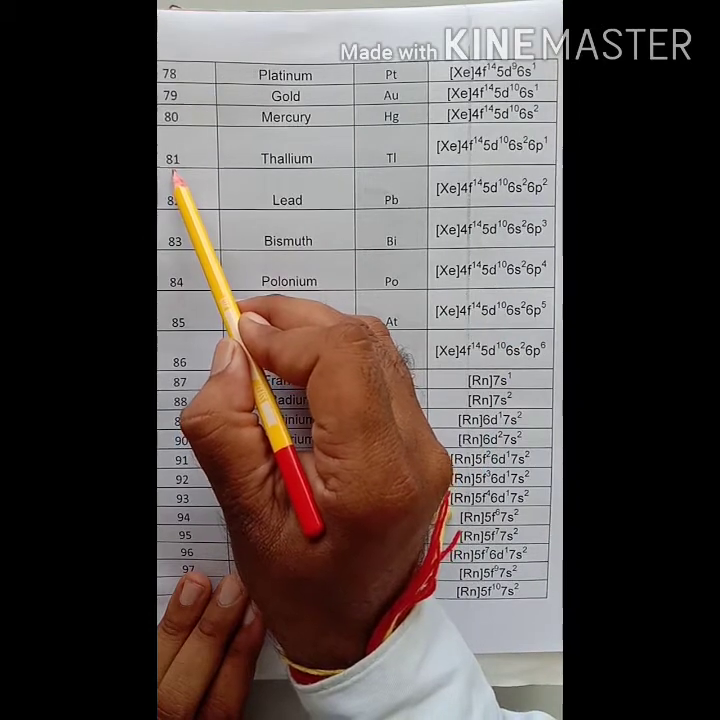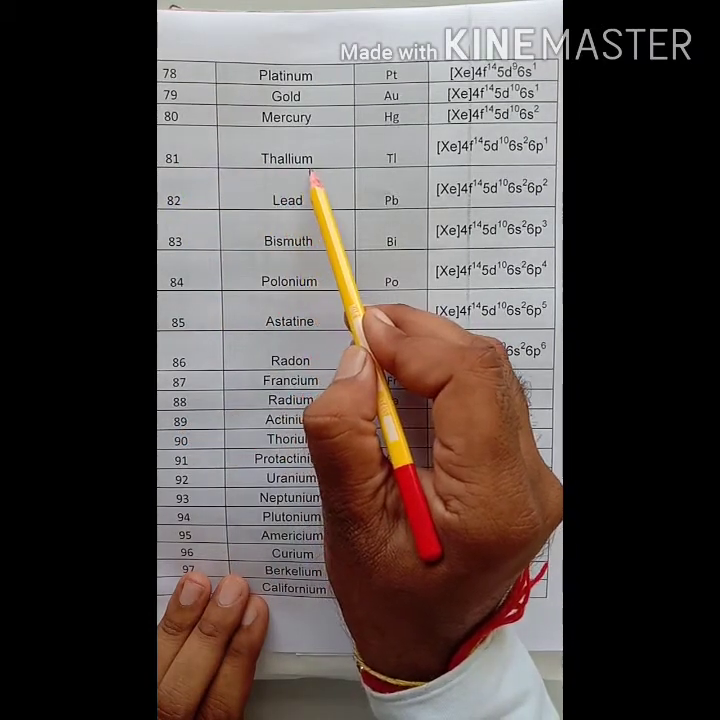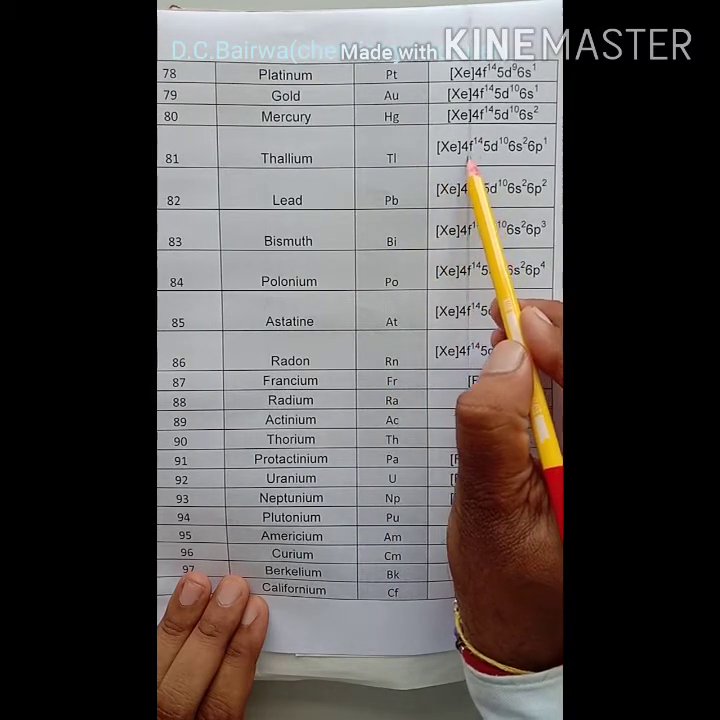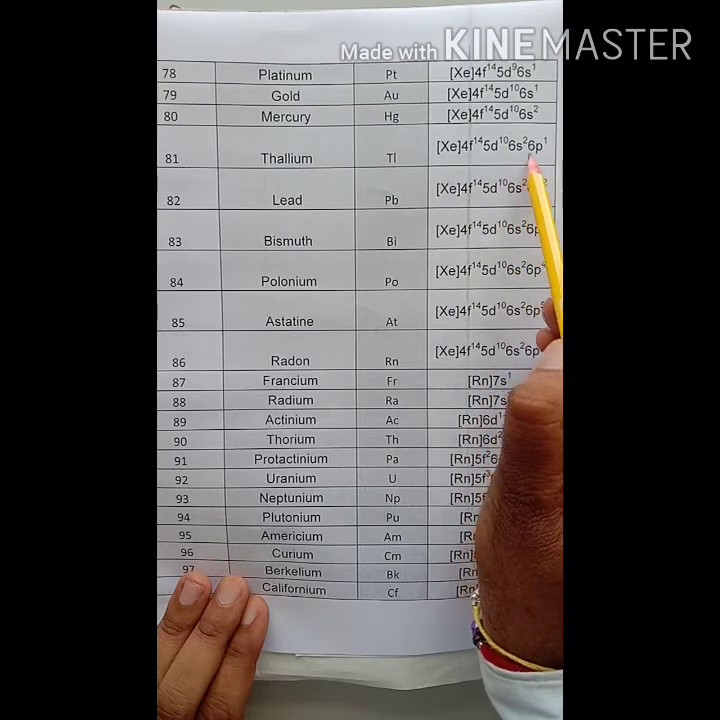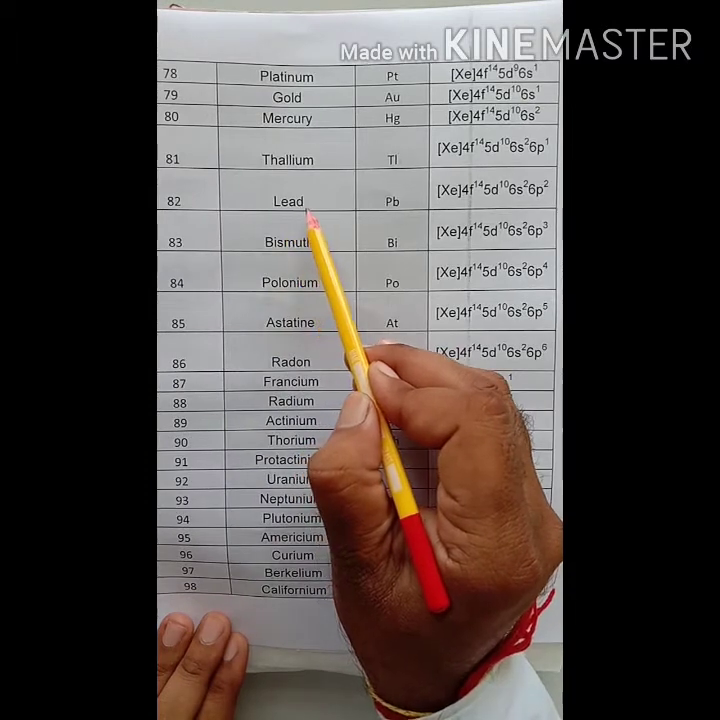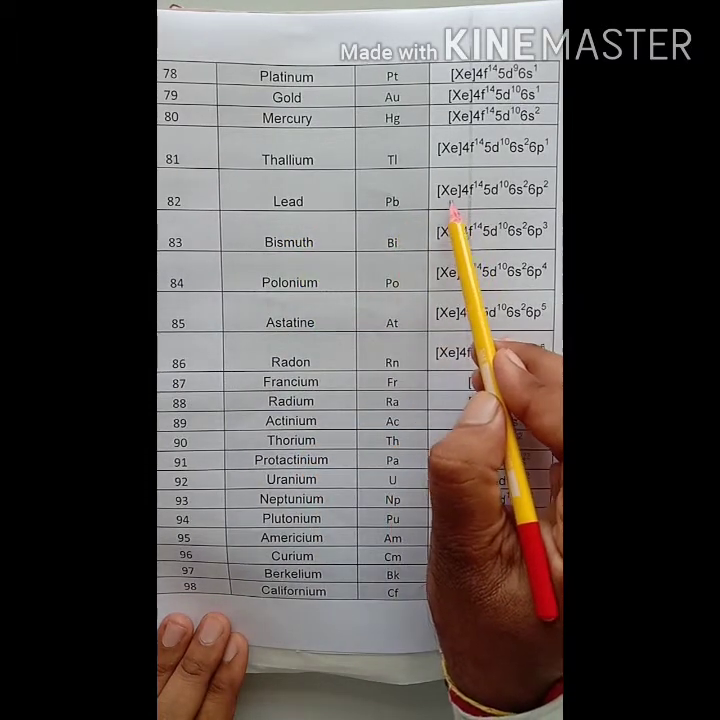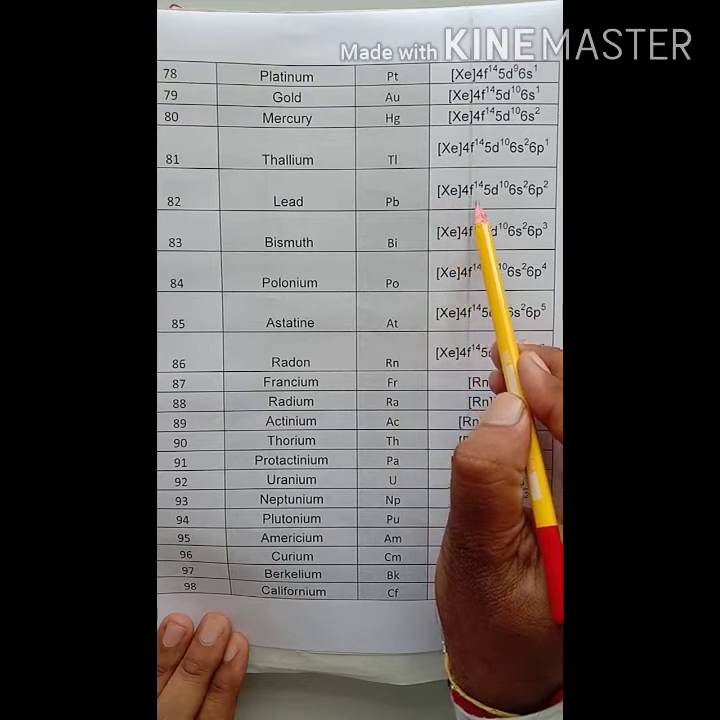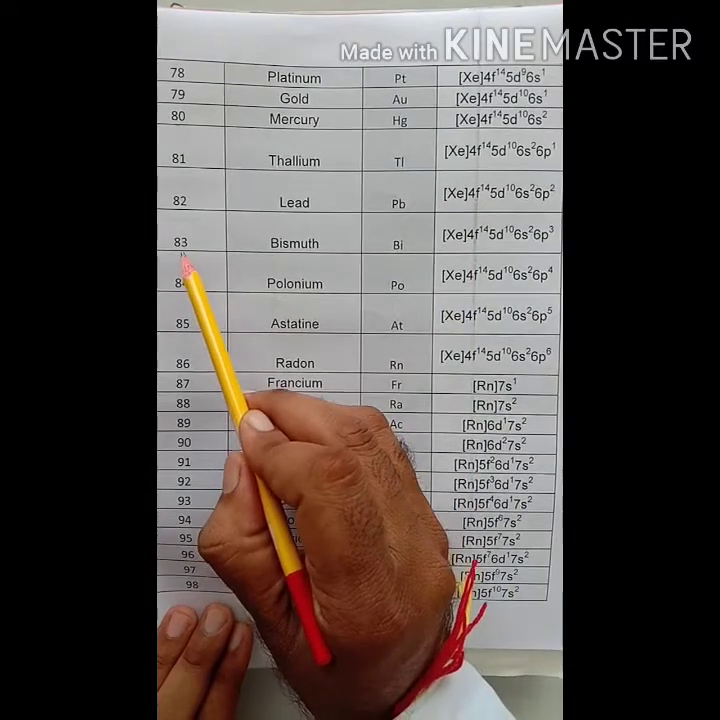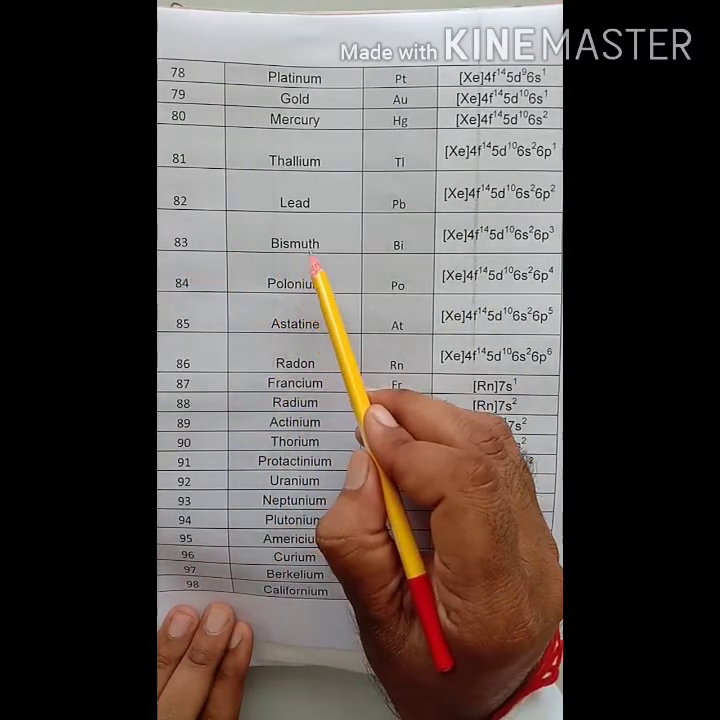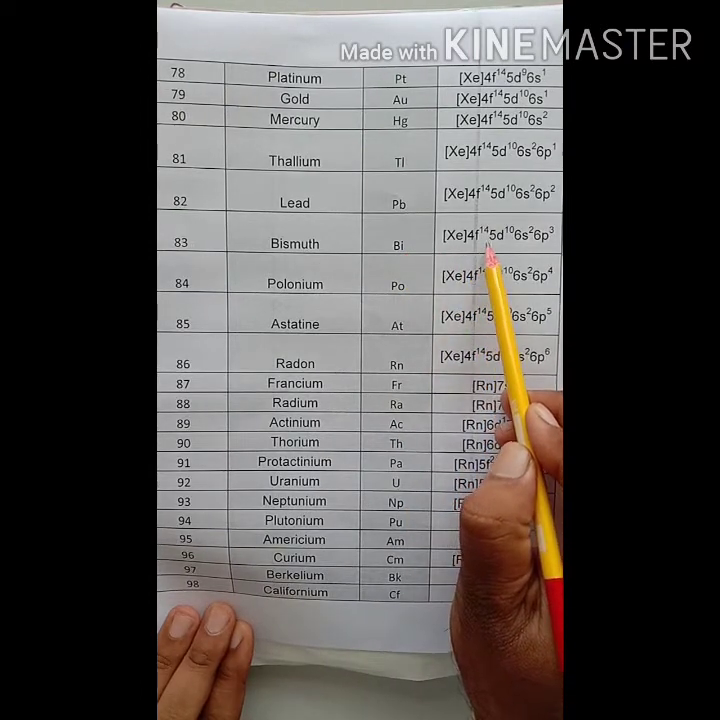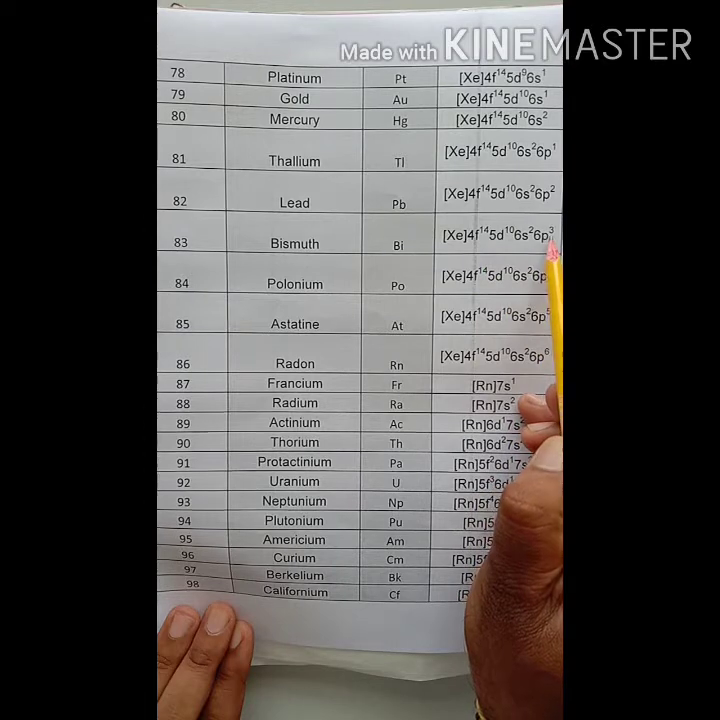The next atomic number is 81. Name of element is thallium, symbol is Tl. Electronic configuration is Xe, 4f14, 5d10, 6s2, 6p1. The next atomic number is 82. Name of element is lead, symbol is Pb. Electronic configuration is Xe, 4f14, 5d10, 6s2, 6p2. The next atomic number is 83. Name of element is bismuth, symbol is Bi. Electronic configuration is Xe, 4f14, 5d10, 6s2, 6p3.